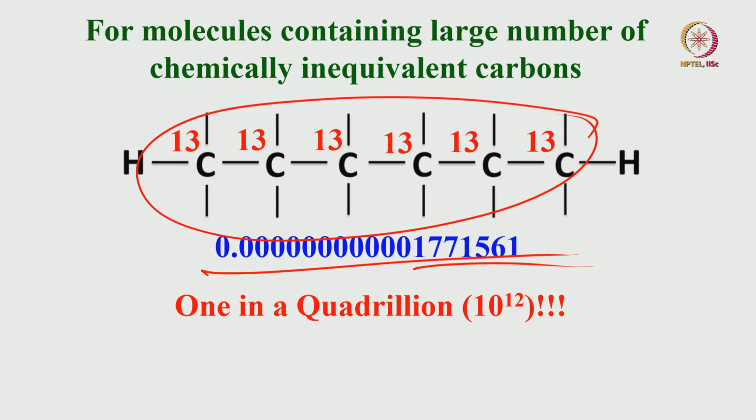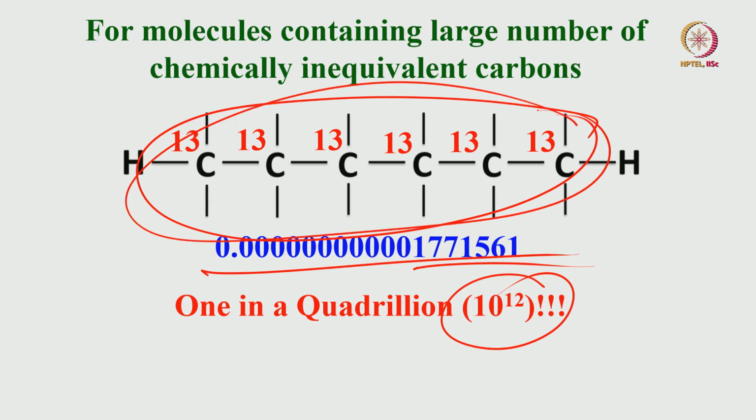That means if 10 to the power of 12 molecules of this type are present, only one molecule has all the carbons present as carbon-13. How can you see that? In 10 to the power of 12 molecules, only one. Already 10 to the power of 23 is the Avogadro number of molecules. If you take an Avogadro number of molecules, maybe 1 or 2 molecules will be there. How can you see a signal from such a thing?